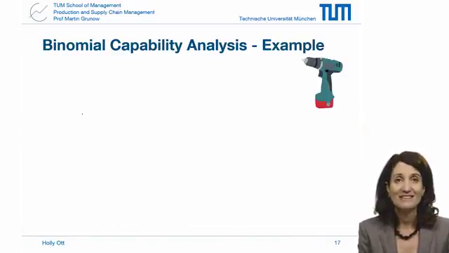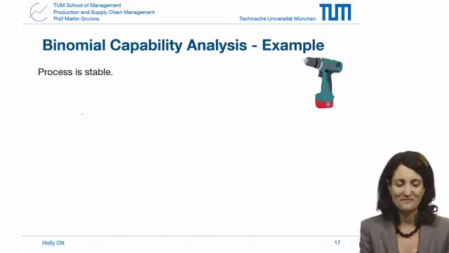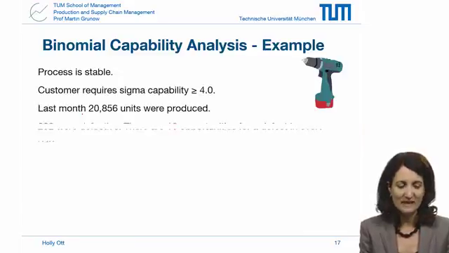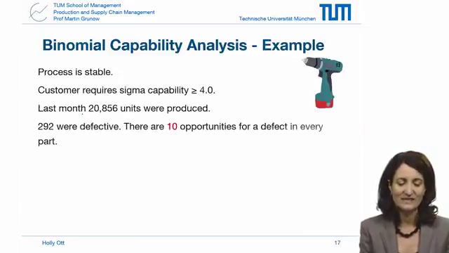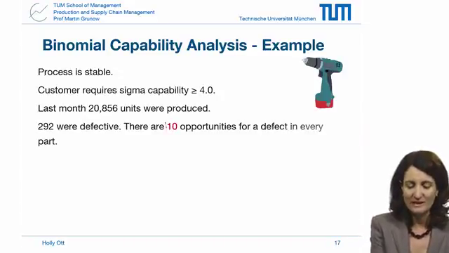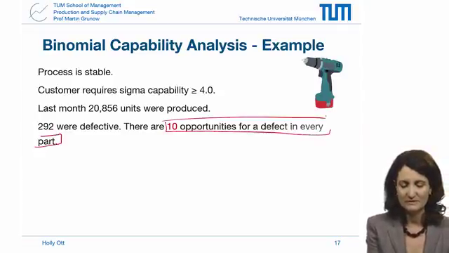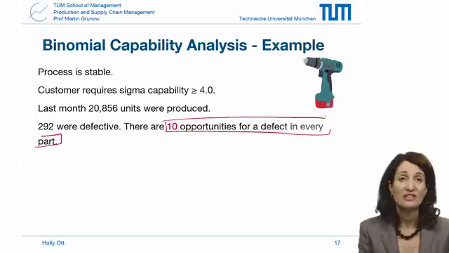So let's look at another example. This time we have a stable process. Again, same customer requirement, sigma capability greater than 4. And the same thing, we have 20,856 units produced. 292 were defective, but this time we have 10 opportunities for defect in every part. How is this going to change things? I think some people can already see how this is going to work.